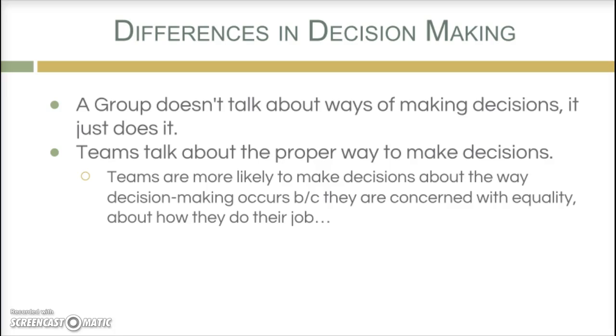One of the ways that groups and teams are different is in the way that they participate in decision making. A group doesn't always talk about ways of making decisions, it just does it. Teams, on the other hand, talk about the proper way to make decisions, and teams are more likely to make decisions about the way the decision making occurs. In other words, it's sort of a meta conversation there, because they're concerned with equality and about how to do their job well.